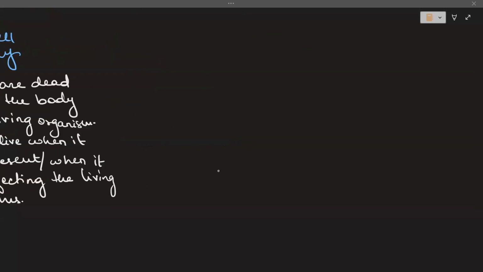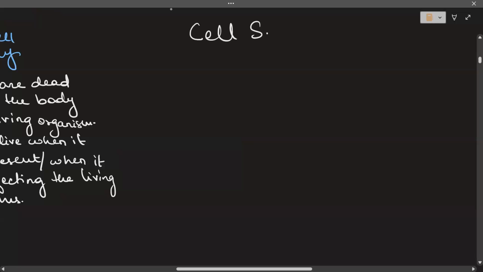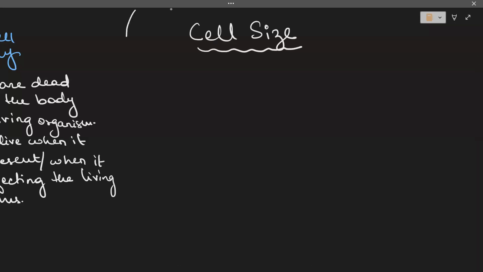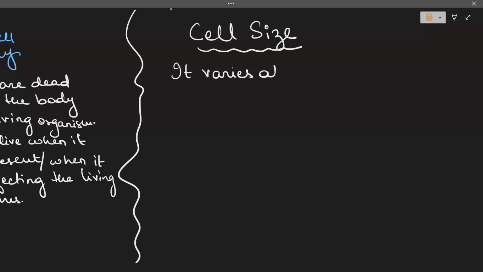Now let's talk about the cell size, because we're talking about everything about the cell. So now we'll talk about the size of the cell. As far as the size of the cell goes, it ranges a lot. The size of different cells ranges between broad limits, meaning it varies a lot. Now how does it vary a lot? We have to see that.